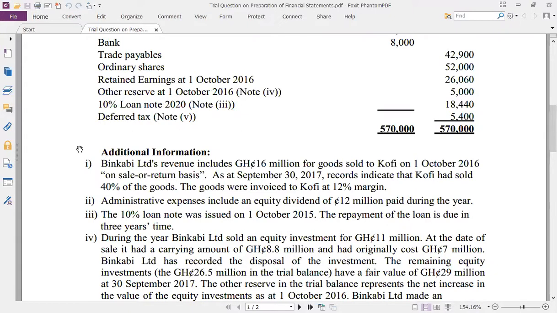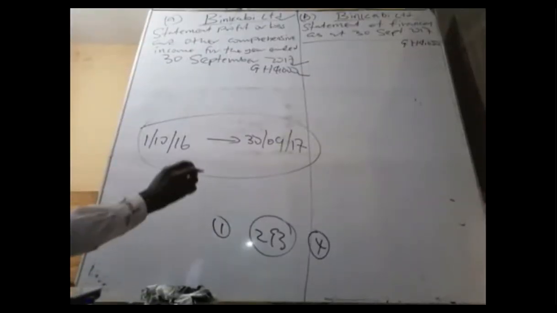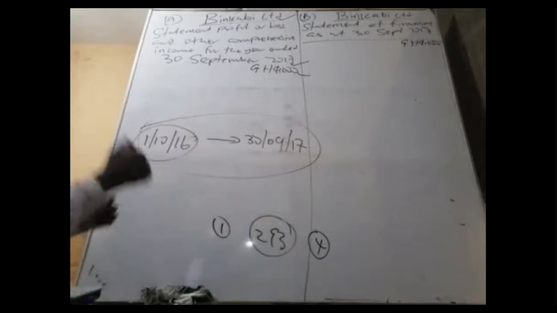Now, just tell us the effect, and if possible, tell us a little treatment that you can remember. Now, Binkabi Limited's revenue includes 60 million sold to Kofi on October 2016. When is October? October is the beginning of this financial year. That's good news. Fine.